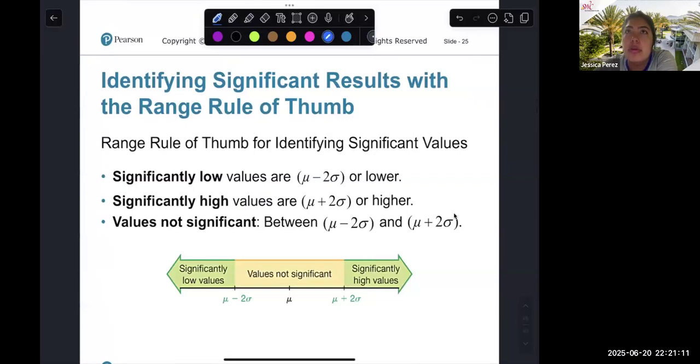Now that we know how to find a probability distribution, look at a probability histogram, and calculate the mean, standard deviation, and variance, we want to identify significant results with the range rule of thumb. We saw this again when we were looking at different values of statistics and what it means if it's in the region or below the region. Remember, this was a different one because this was represented by x bar, the sample mean.